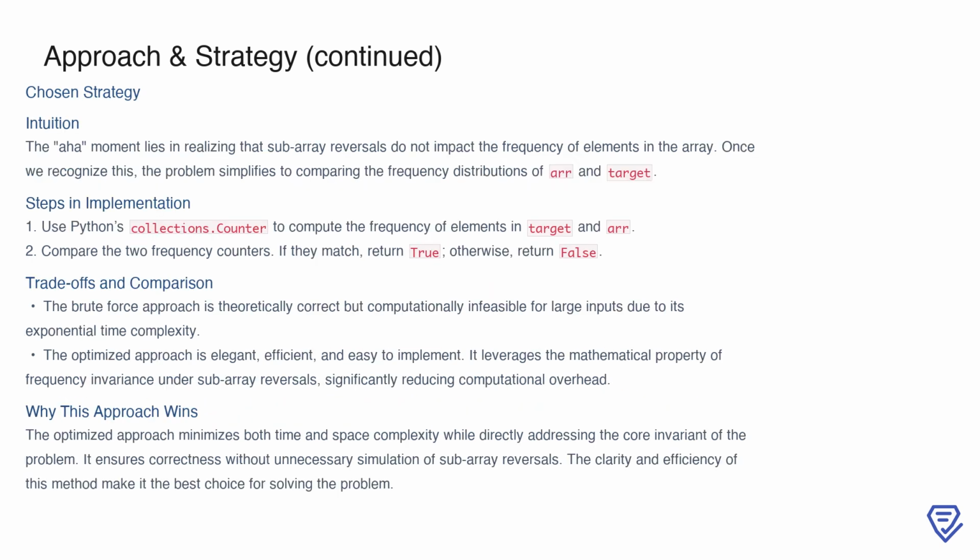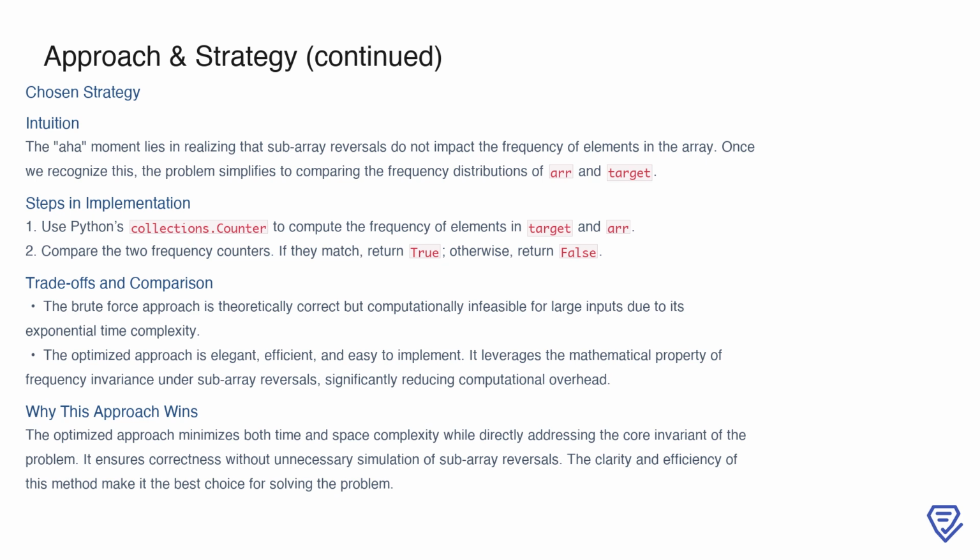The chosen strategy builds on the insight that subarray reversals have no effect on the frequency of elements in an array. Recognizing this simplifies the problem significantly, reducing it to comparing the frequency distributions of ARR and target. To implement this, we can use Python's collections Counter to compute the frequency of elements in both arrays. Once we have the frequency counters, a simple comparison determines whether the transformation is possible. This strategy strikes an excellent balance between correctness and efficiency.